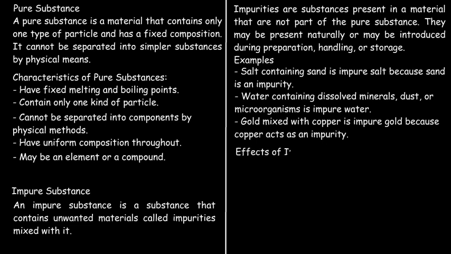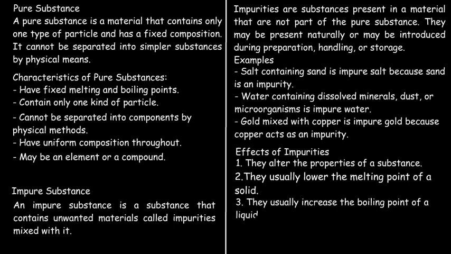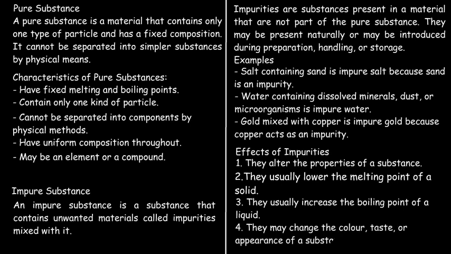What are the effects of impurity? The effects of impurities are: 1. They alter the properties of a substance. 2. They usually lower the melting point of a solid. 3. They usually increase the boiling point of a liquid, and they may change the color, taste, and appearance of a substance.